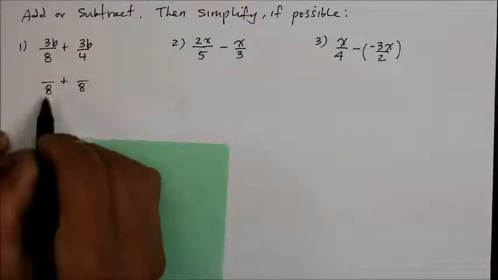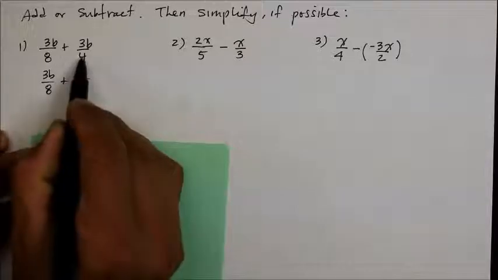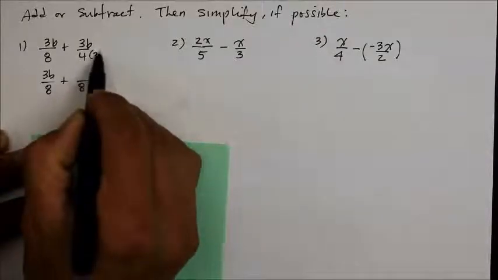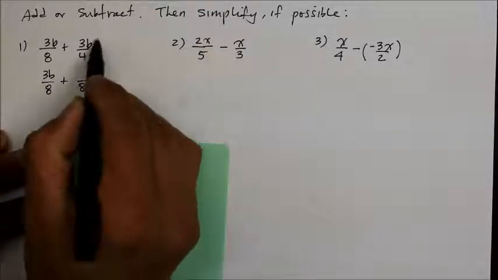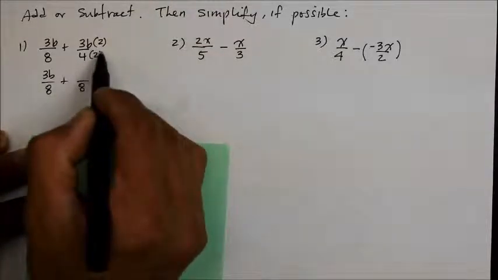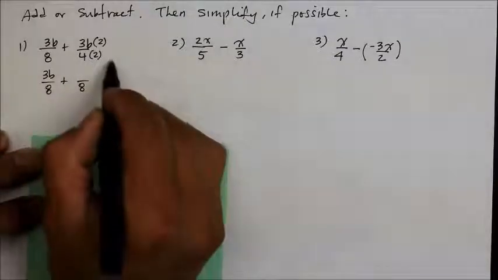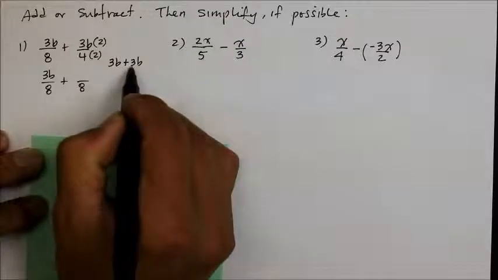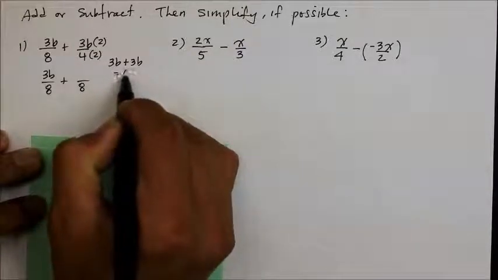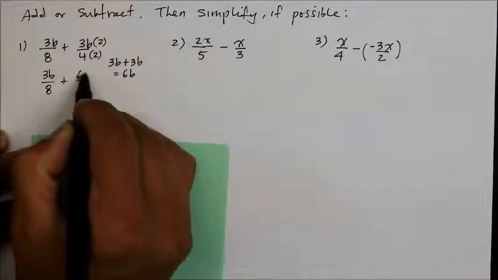So since this is already 8, the 3b on top comes over here. Now how does 4 become an 8? Well, you have to multiply 2 to it. 4 times 2 is 8. But whatever you do downstairs on the fraction, you have to do it on top as well. And what's 3b times 2? Well, that's like saying take 3b and then add it twice. 3b plus 3b. 3 bananas plus another 3 bananas gives you a total of 6 bananas. So we have 6b over here.